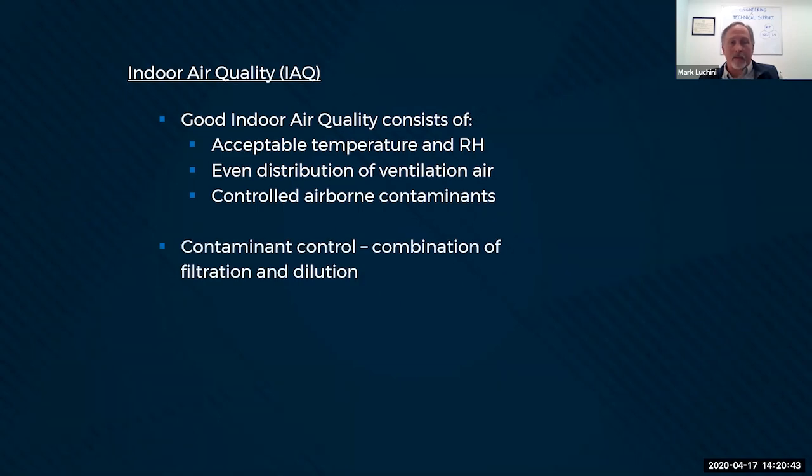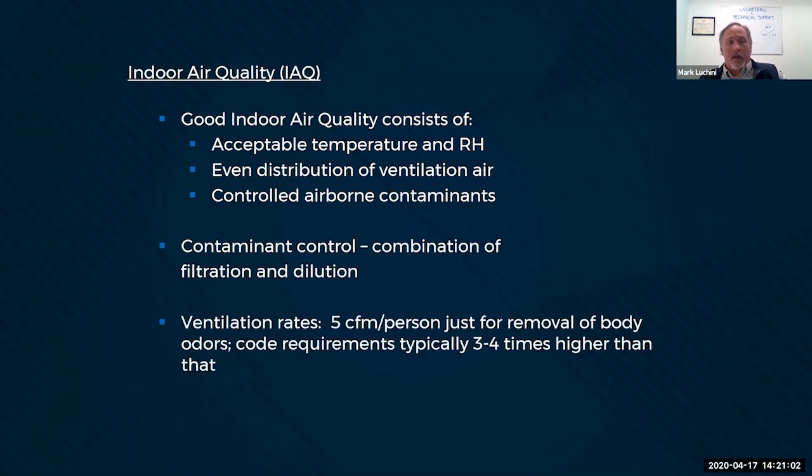How do we do that? Typically with a combination of filtration, where we basically intercept the contaminant and remove it from the airstream, and dilution, where we basically reduce the concentration of those contaminants to the point where they're not a problem. We do that on the dilution end. That's all about ventilation. At a bare minimum, just to get rid of body odors in an office, you need 5 CFM per person. But most of us have seen that, typically you're looking at 15 to 20 CFM per person, which is code driven, in order to get rid of body odors, CO2, and keep a suitable level of dilution.